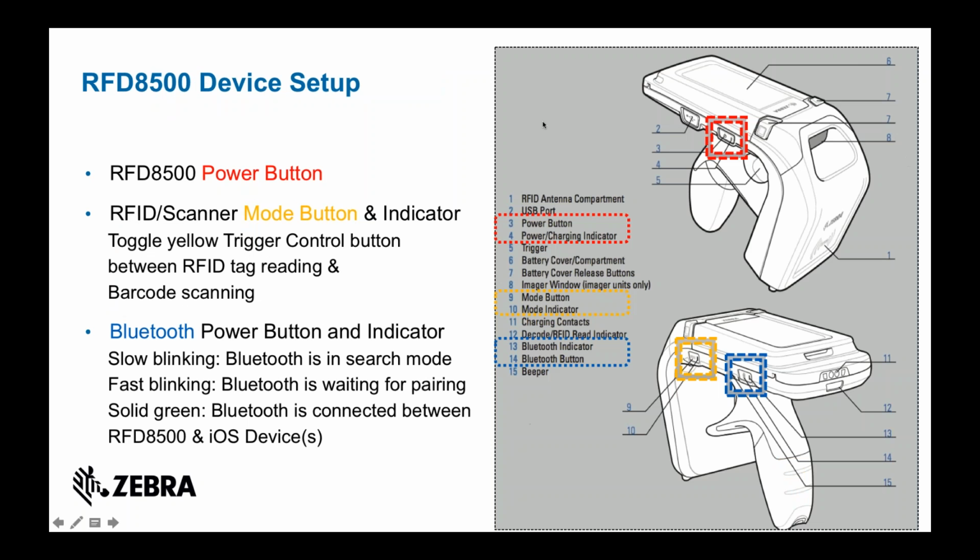Okay, let's understand the RFID device setup. I want to point out 3 important buttons. The first one, which we mark right here, is the power button. The second one is the mode button. This button will toggle between RFID tag reading and barcode scanning. The third button is the Bluetooth control button. You can use this button to turn on the Bluetooth search mode to find a new RFID device.